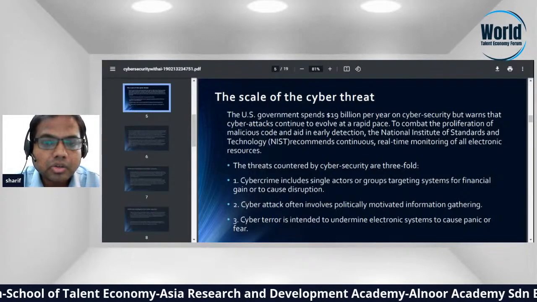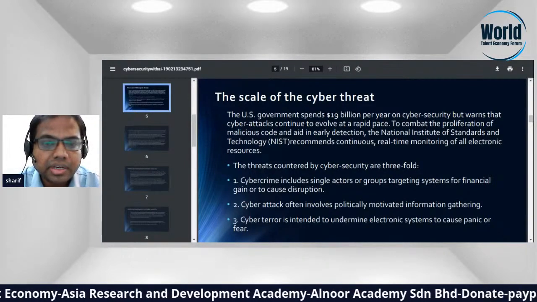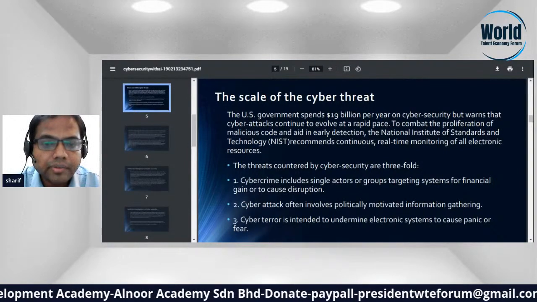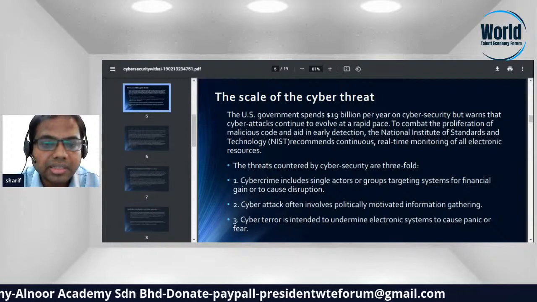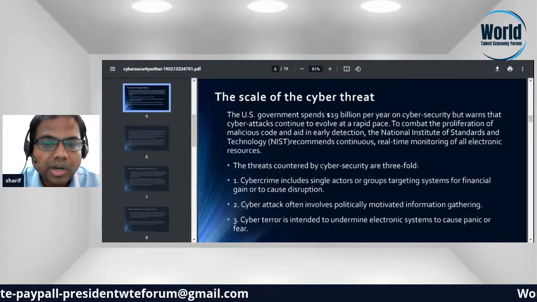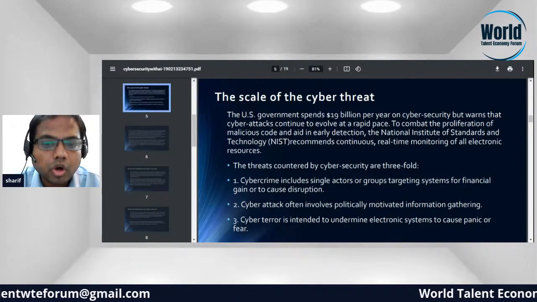Cybercrime includes single actors or groups targeting systems for financial gain or to cause disruption. Cyber attacks often involve politically motivated information gathering. Cyber terror is intended to undermine electronic systems to cause panic or fear.